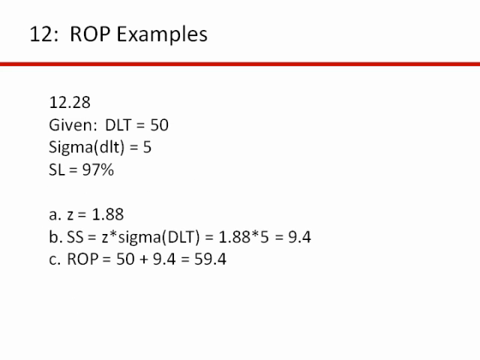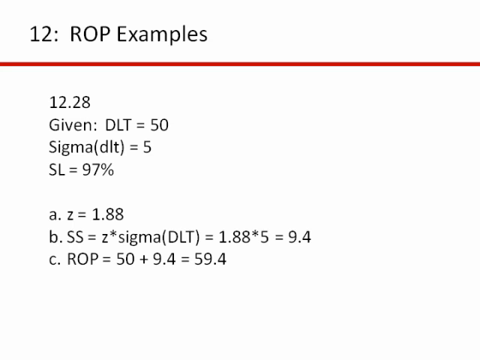Okay, another example. They give you that the average demand during lead time is 50. They give you that the standard deviation of demand during lead time is 5. And they give you a service level of 97%. So again, we can use the Excel norm inverse, or we can just go to the Z table. We can find that the Z value that covers 97% of the area is 1.88.